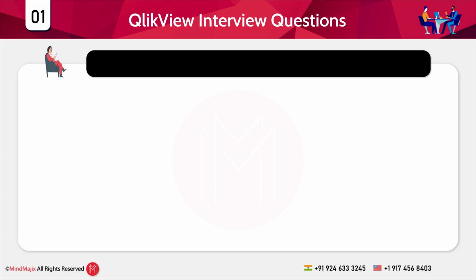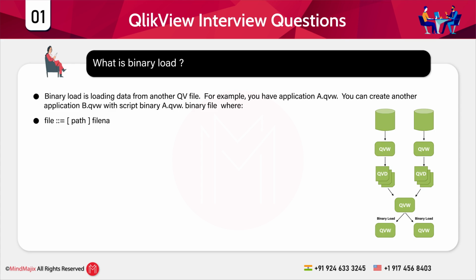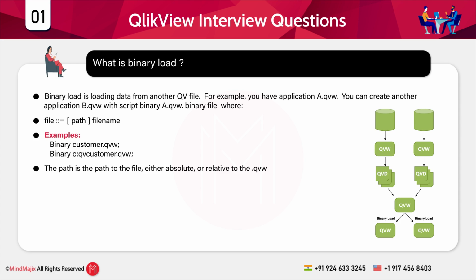So this is a question which comes majorly on the type of loading. What is the type of loading in QlikView? The question will come majorly on what is a binary load. So it means loading one QVW file from one source to another source.